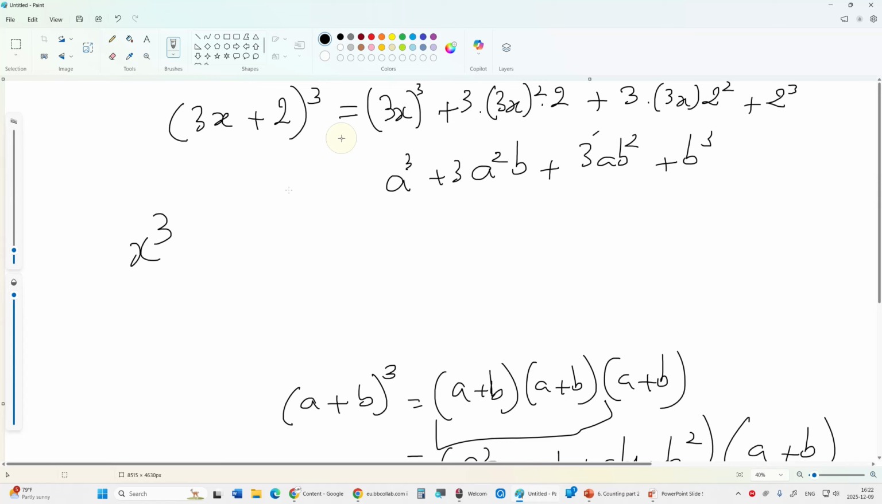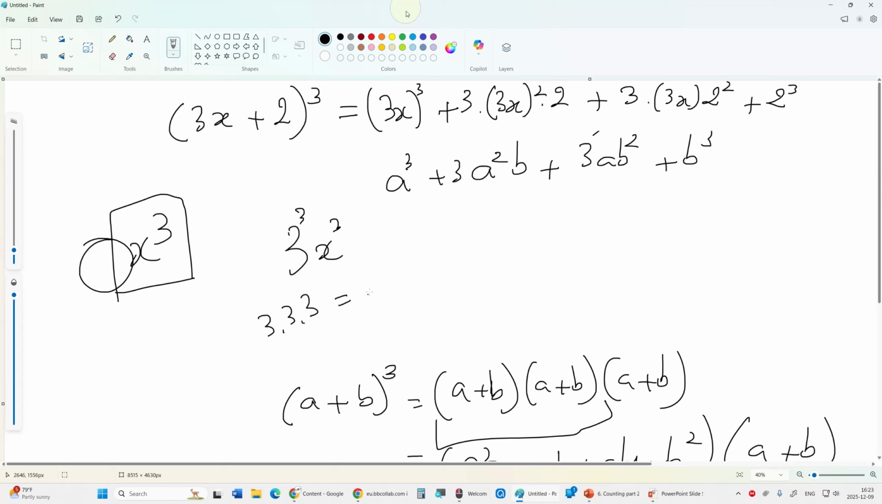So now, I did this whole thing just to answer the question, what is the coefficient of x cube? The coefficient of x cube means I need 3 to the cube, 3 cube x cube. That's going to be the answer. What is 3 cube? That means 3 times 3 times 3, which is 9 times 3, which is 27. So the answer is 27.